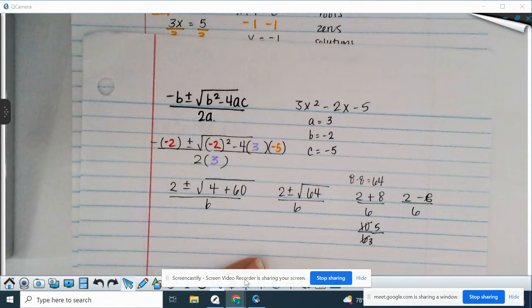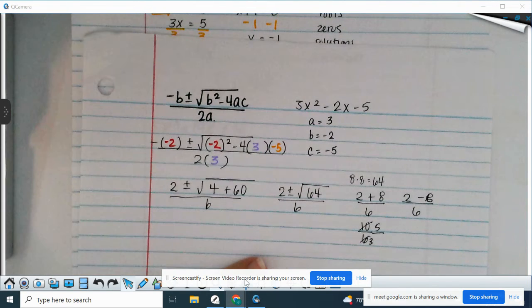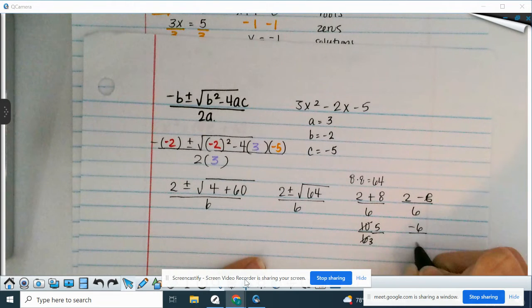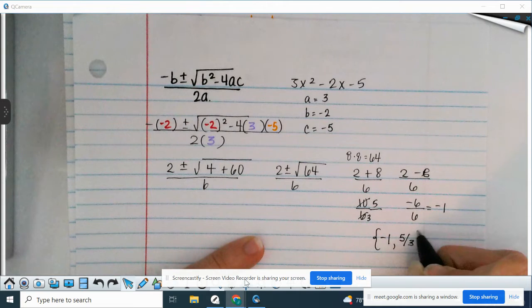Always reduce. We are now in high enough math that you will always, always, always reduce. 10 over 6 will absolutely not get you credit. Okay, then 2 minus 8 means a negative 6 over 6, which is a negative 1. So again, our solution set, as before, is negative 1 and 5 over 3.